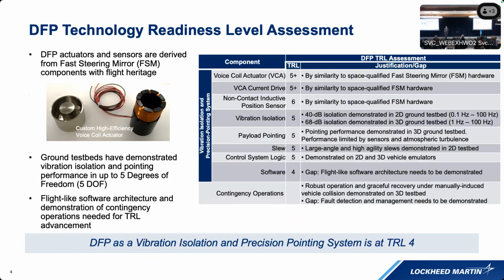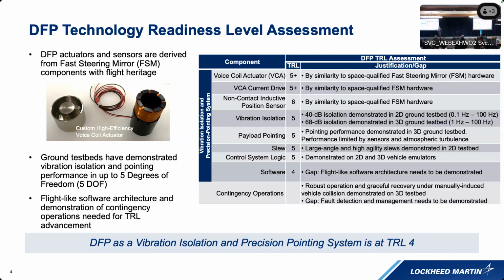DFP is based on sensors and actuators that have significant flight heritage. They're based off of hardware that's used routinely for fast steering mirror programs that are flying on orbit. And we've also been able to demonstrate the vibration isolation, the precision pointing, large angle slew capabilities, and the control system logic of DFP using our ground test beds. And so for those components of DFP, we're assessing them at a TRL level of 5 or higher.